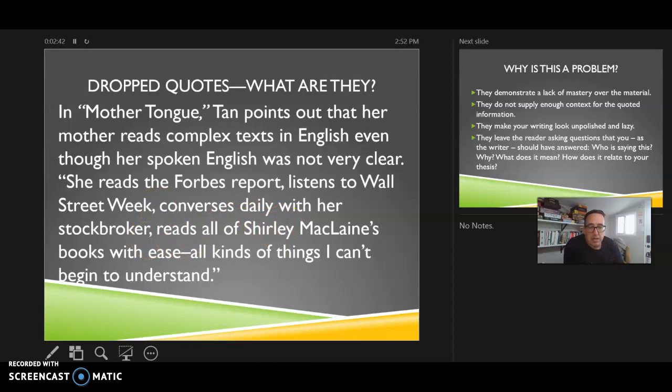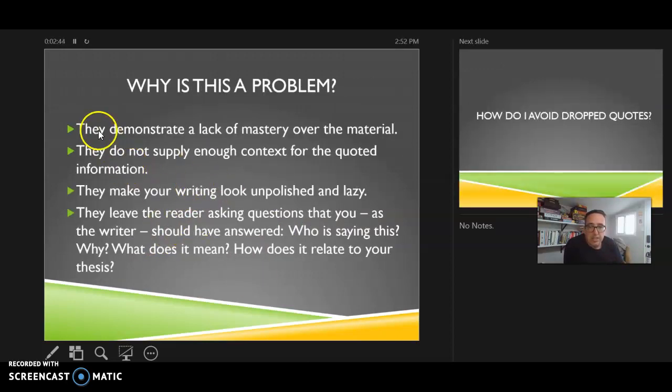And the problem here is they demonstrate a lack of mastery over the material. I don't really show that I understand why I'm using that quote in my example there. They don't supply enough context for the quoted material. They don't tell the reader, here's why I'm using this quote. They make your writing look unpolished and lazy. They leave the reader asking questions that you, as the writer, should have answered, right? Who's saying this? Why are they saying this?